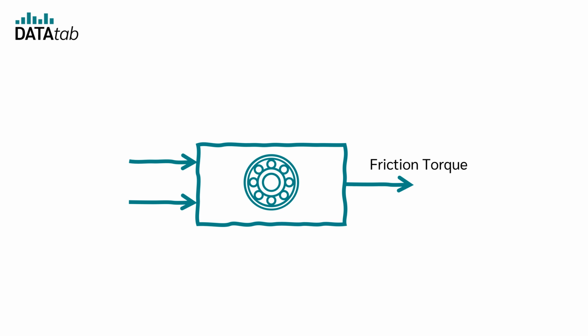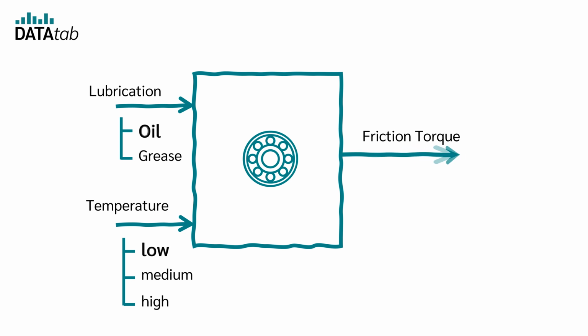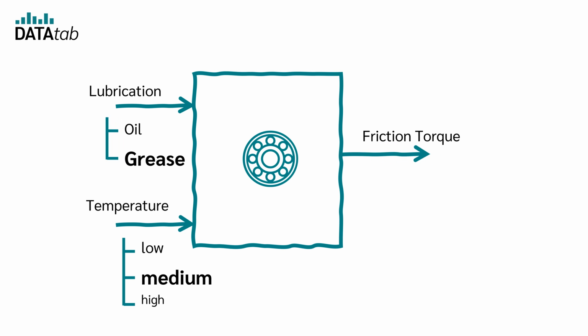With the help of a full factorial design, we would now like to find out what influences the frictional torque of a bearing. In this case, of course, the frictional torque is our target variable. Possible factors could be lubrication or temperature. For lubrication, there could be the factor levels oiled and greased. And for temperature, there could be the levels low, medium, and high. Now we want to know what influence the different levels have on the response variable.